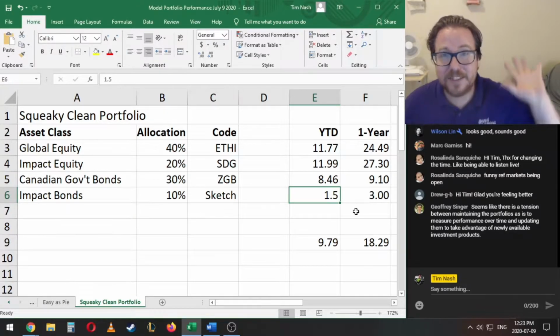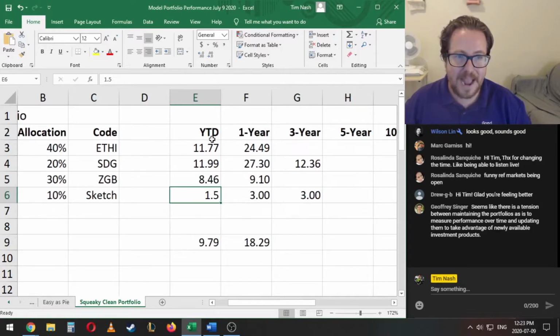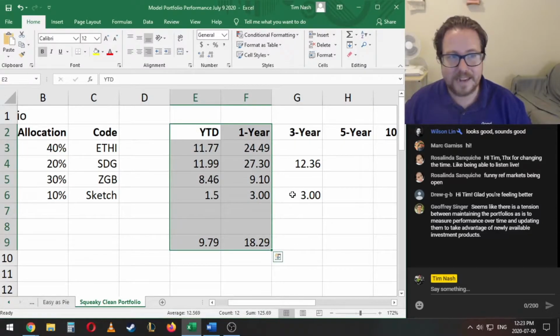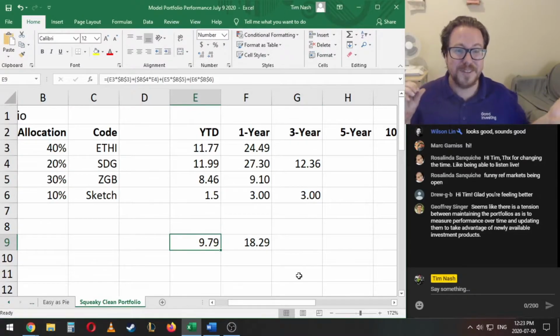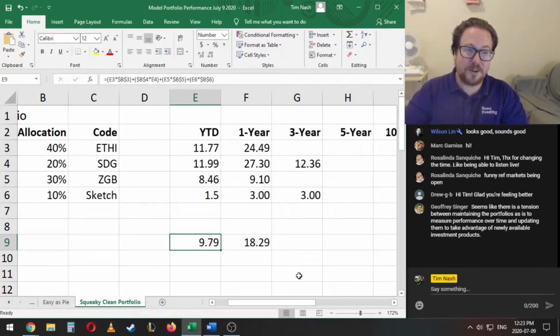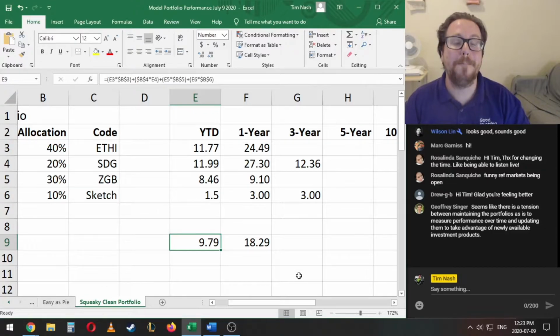So you can see this one has been the real winner. If we look at it over, I really only have the performance over the last year. ETHI and ZGB, neither one of them have been around for 3 years. But if we look at this, this one has actually performed year to date, despite the crash, the Squeaky Clean portfolio is up 9.79%, which is remarkable.